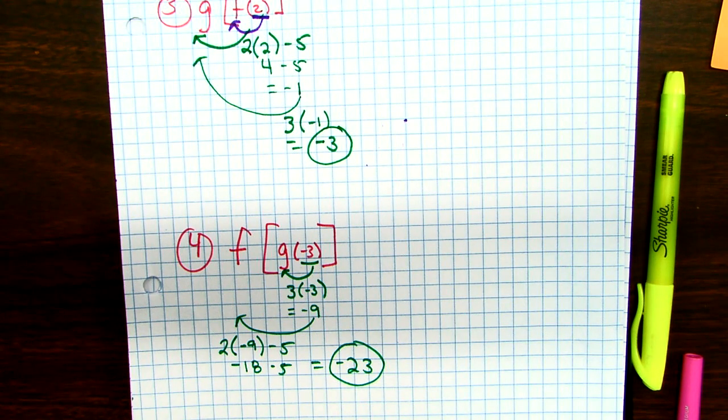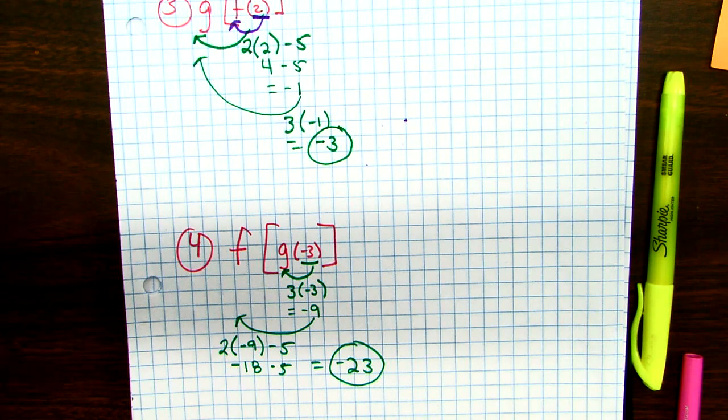So sometimes you plug a whole function into another function and you end up with a function. You're still going to have an x in your answer. That was the first type. When we actually plug a number into the function, we're going to end up with a number. Okay?